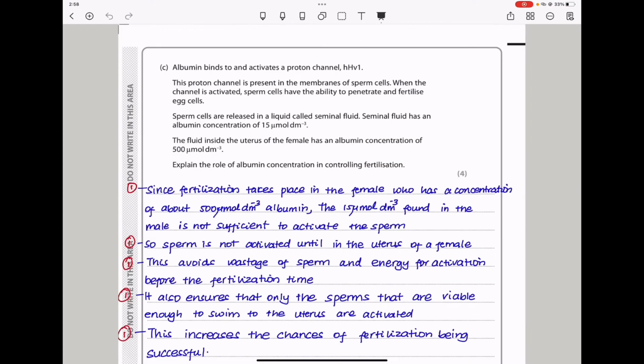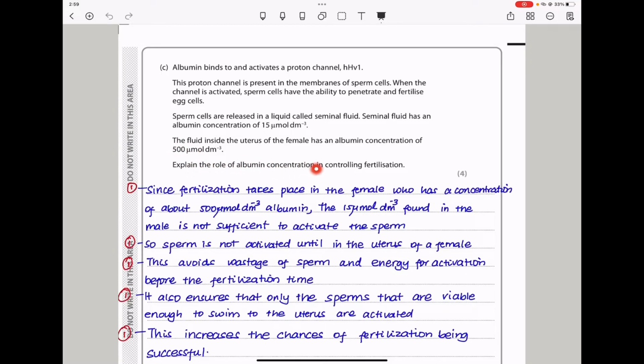Moving on. In part C, albumin binds to and activates a protein channel HHV1. This protein channel is present in the membranes of sperm cells. When the channel is activated, sperm cells have the ability to penetrate and fertilize egg cells. Sperm cells are released in a liquid called seminal fluid. Seminal fluid has an albumin concentration of 15 micromole per decimeter cubed. The fluid inside the uterus of the female has an albumin concentration of 500 micromole per decimeter cubed.